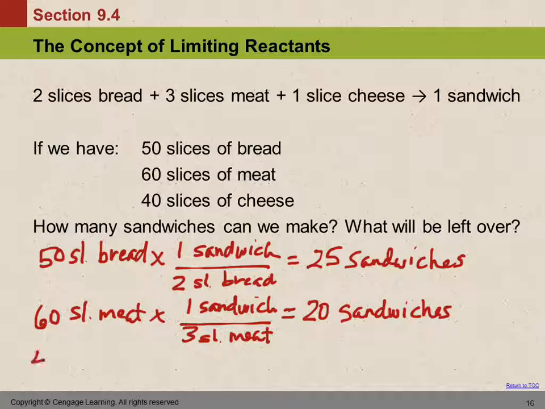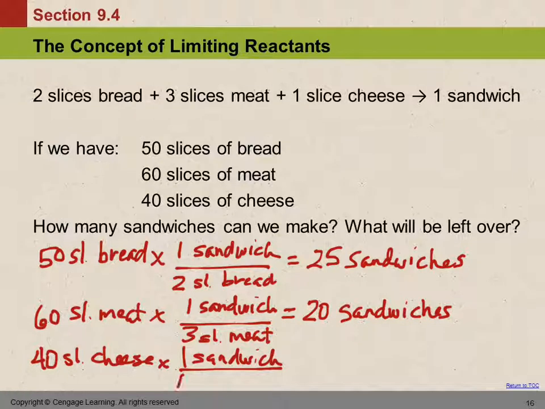So what about the cheese? 40 slices of cheese and 1 sandwich for 1 slice of cheese, right? So if we were able to use up all the cheese, we could make 40 sandwiches. But how many sandwiches can we actually make? We can only make 20. We can make the smallest number, right? We could double up on cheese. Let's not get carried away.